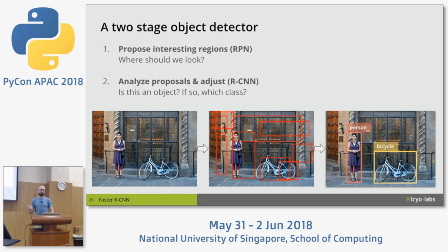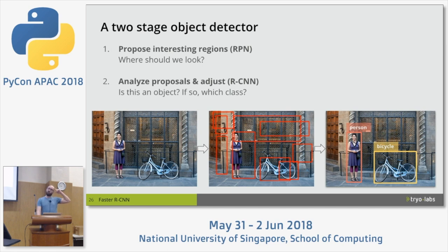And then the second stage actually takes those region proposals and adjusts them. So we're going to take the proposal and see, is this background? Okay, then I throw it away. Is this an object? Okay, what kind of object is it? And after that, I'm going to adjust it so it fits the object better. And finally, I get to the object detection and labeling of the bounding boxes.